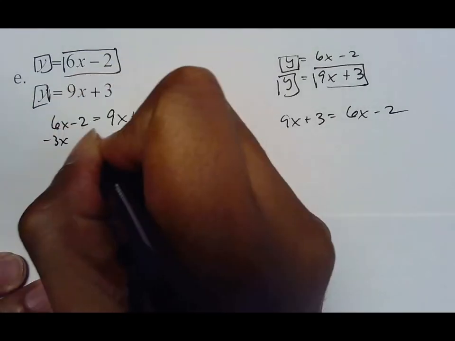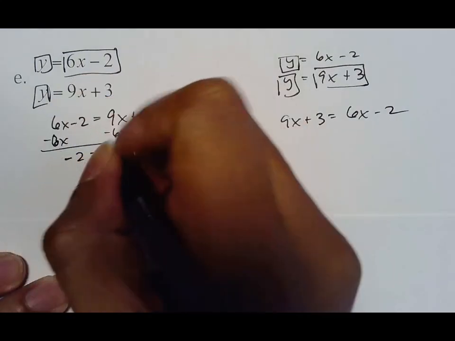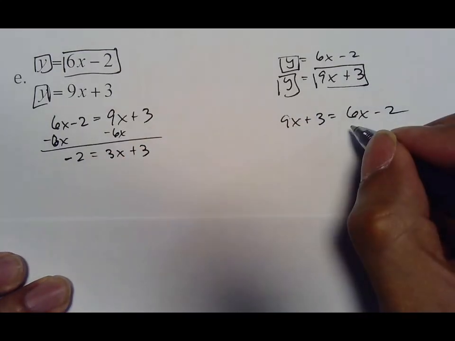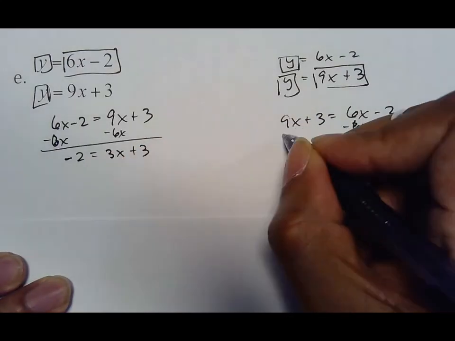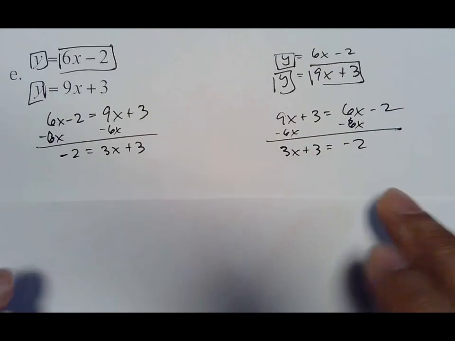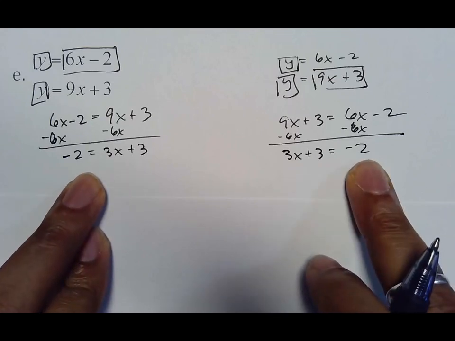I'll show you. I'm sorry, I keep thinking of the answer. I'll move my smaller x, negative 2 equals 3x plus 3. That's as far as I'm going to go. I'll move my 6x to the other side, because again, I moved the smaller one. 3x plus 3 equals negative 2. Look again, aren't these two the same thing? 3x plus 3 equals negative 2.